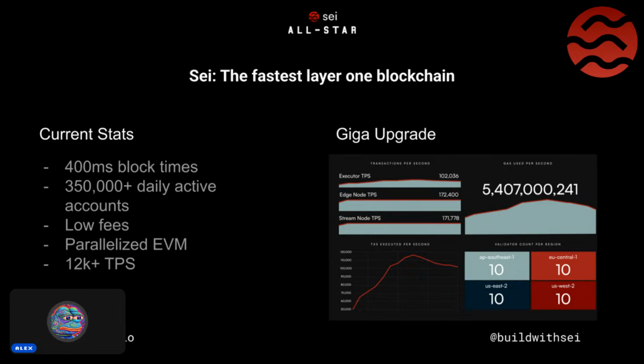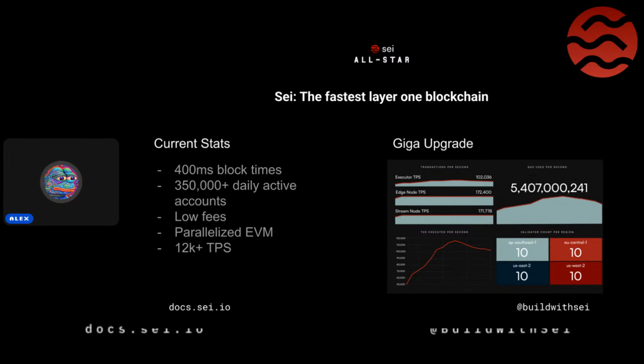Let's just do a small recap, which we can do each time for these kinds of workshops. For those of you who are new, SAY is the fastest layer 1 blockchain featuring EVM. Our current stats are 400 millisecond block times, a lot of daily active accounts, low fees, parallelized EVM, and around 12K plus TPS at full speed. Plus, I'm also going to talk about the Giga upgrade later on. So that's a lot, going deeper into the architecture of SAY and what's going to come for the future.